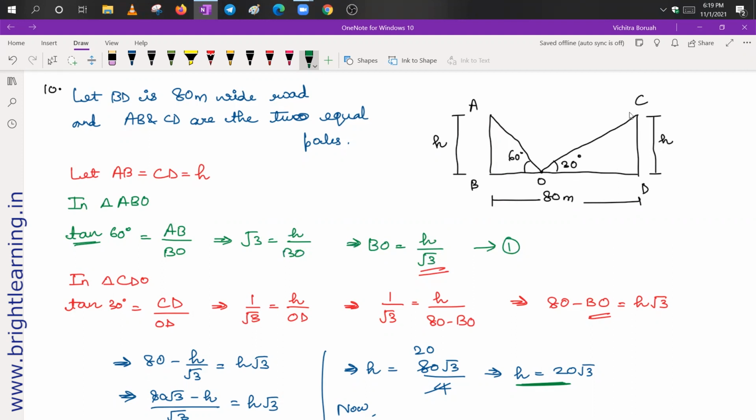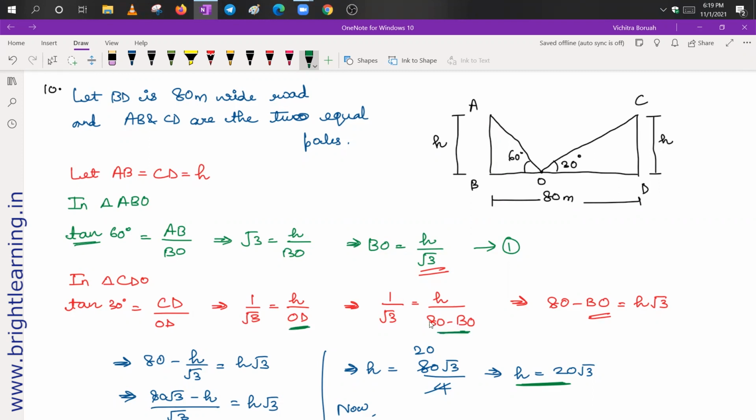Now next we have taken this triangle CDO. Here also we have used tan 30 degree. So tan 30 degree is equal to CD, which is the perpendicular, upon OD, which is the base. Next, tan 30 degree is 1 upon root 3. CD is h, and next it is OD. Now again, this OD we can write as 80 minus BO. So in place of OD, I have written 80 minus BO here.